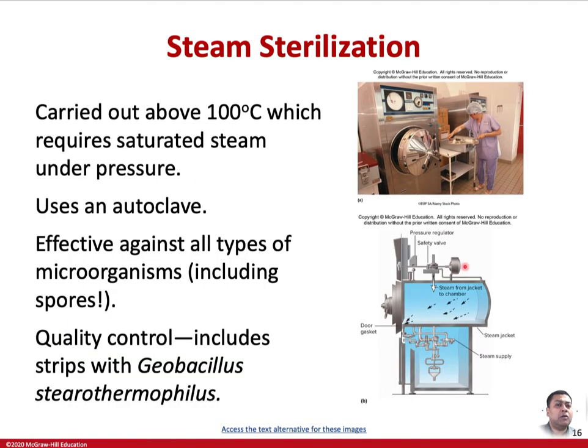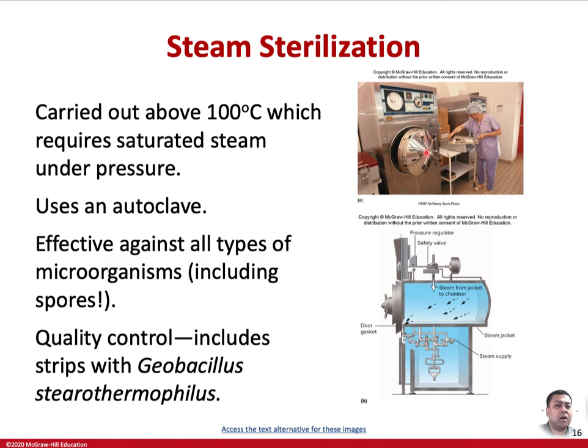So let's take a look at how we do steam sterilization. What you're seeing is that it is carried out above 100 degrees Celsius, which requires saturated steam under pressure. And this process is known as autoclaving, and the machine is an autoclave.